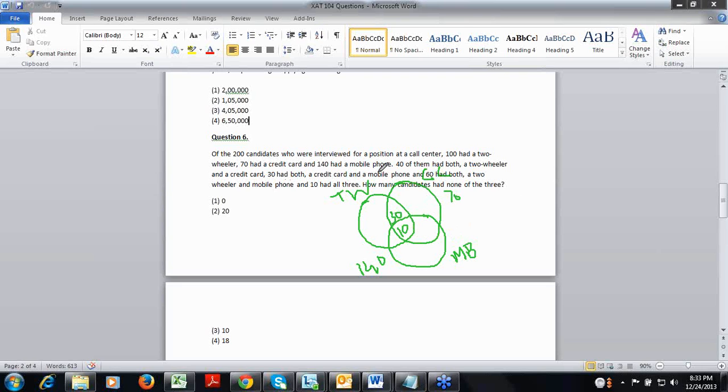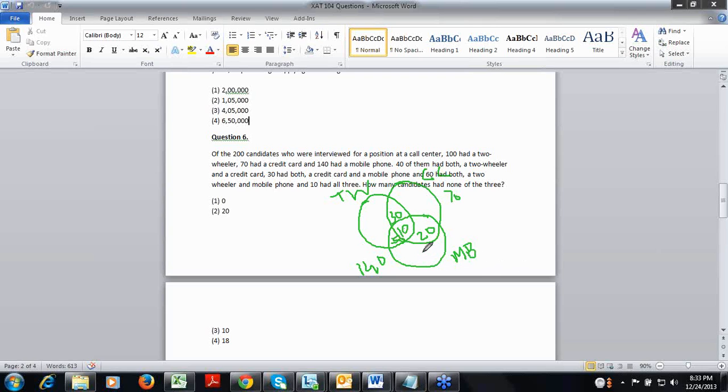And now 30 had both credit card and mobile phone. Credit card and mobile phone, so this is 20. 60 had both two-wheeler and mobile phone. Two-wheeler and mobile phone, so this is 50.